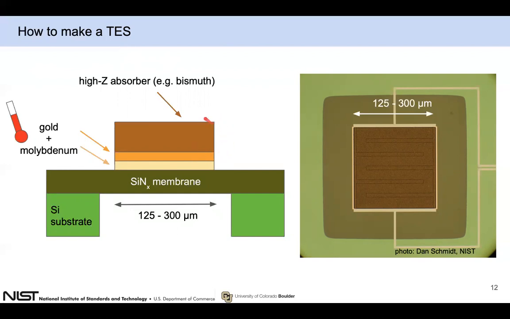Next, to increase the absorption efficiency, a high-Z absorber can be added to the bilayer. And this entire structure is going to sit on top of a silicon nitride membrane that's going to provide the weak thermal link to the heat bath. Typical pixel sizes are in the hundreds of microns for X-rays, and they can be as big as millimeter scale for gamma rays.